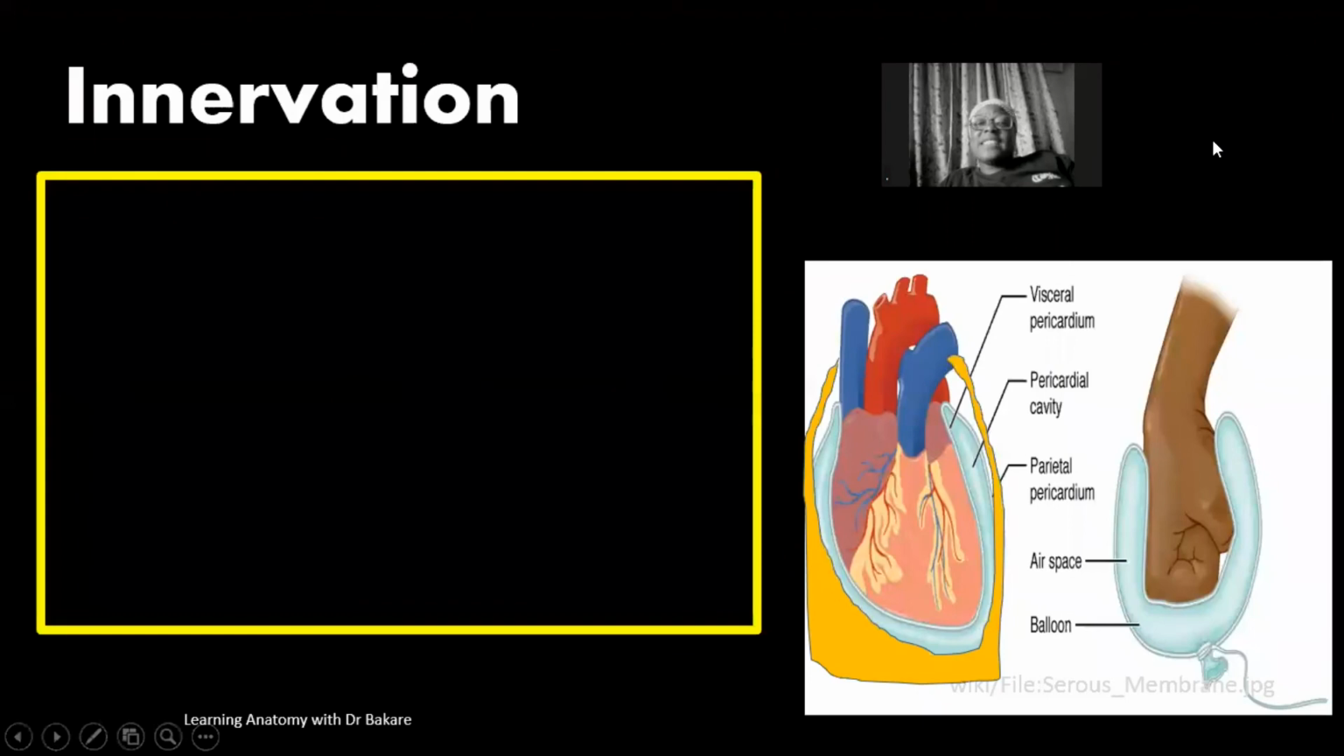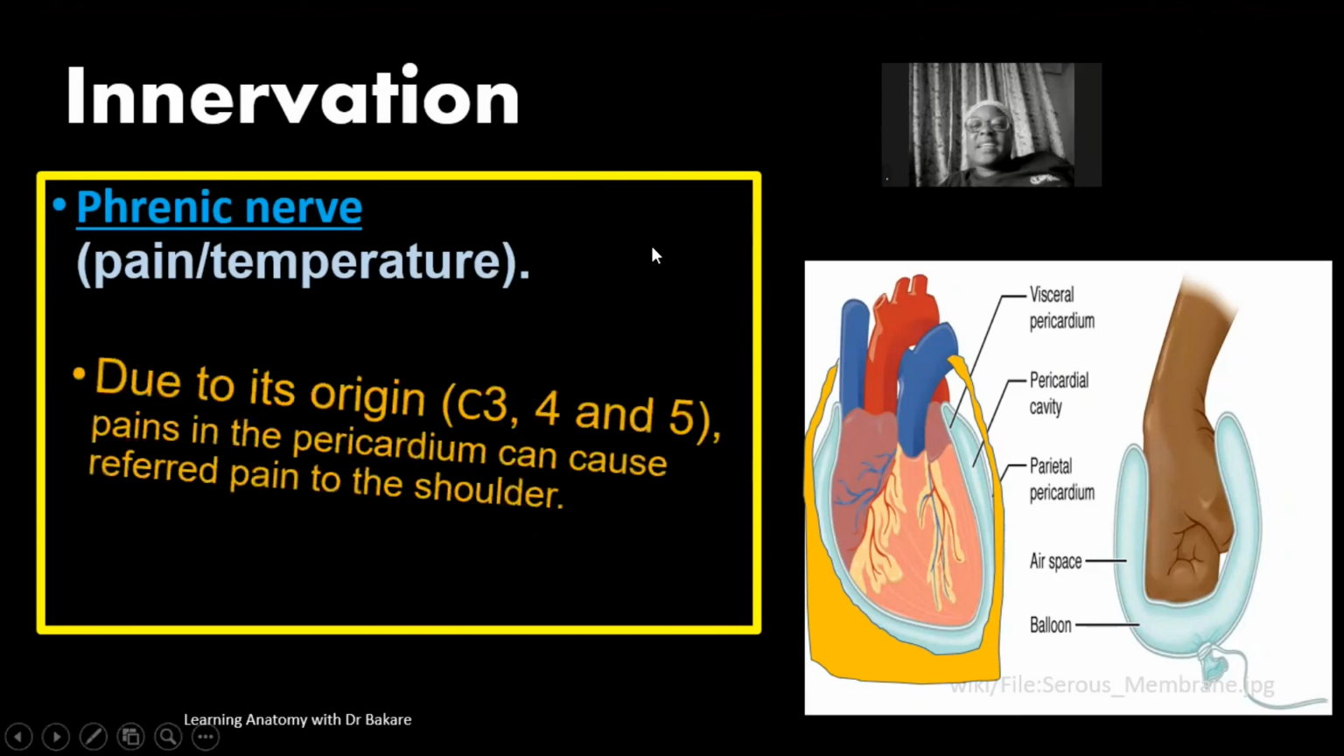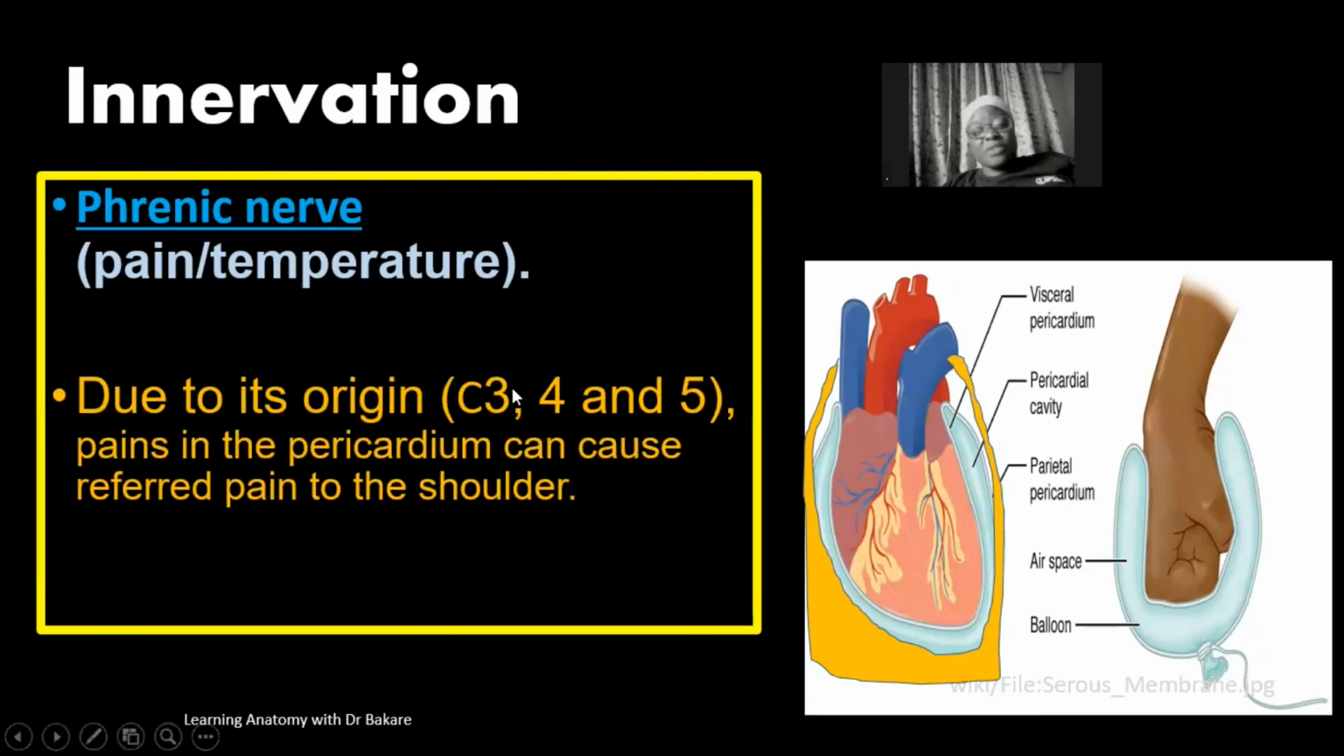So let's look at the innervation of the pericardium. The pericardium is innervated by the phrenic nerve. The phrenic nerve also gives motor innervation to the diaphragm, but gives sensory innervation to the pericardium, and this includes pain and temperature sensation. The phrenic nerve, due to its origination from the C3, C4 to C5 cervical spinal nerves, sends referred pain to the shoulder region due to the origin of the phrenic nerve.